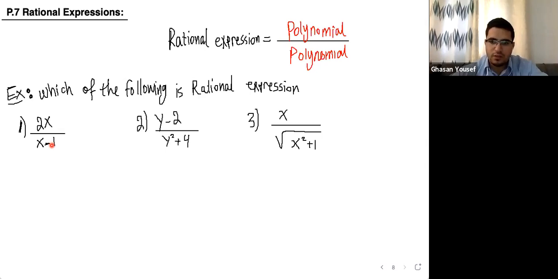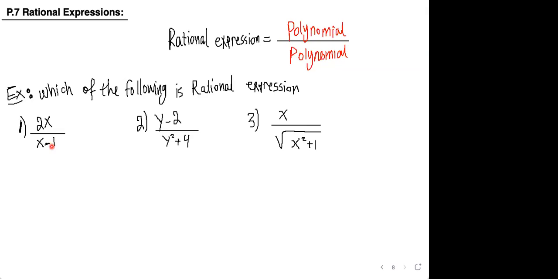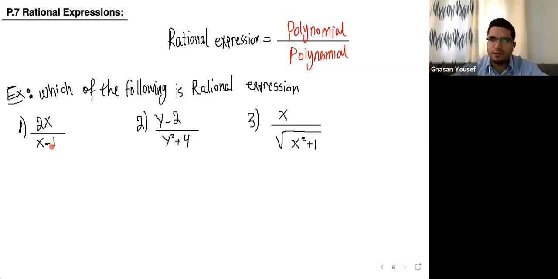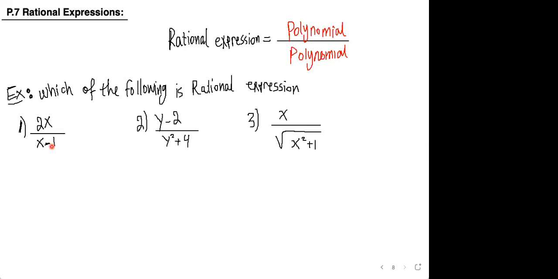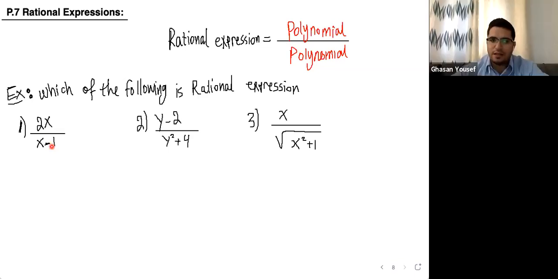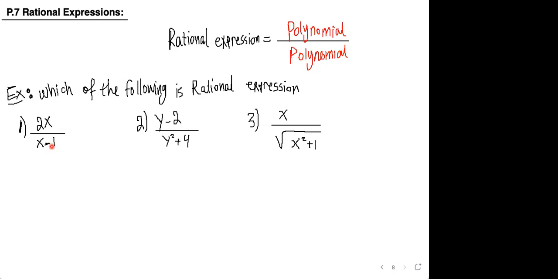So let me remind you, what's the meaning of polynomial from the last section? One or more terms, more than one term. Of what? It is the sum of what? Sum of monomials. So the polynomial is the sum of monomials.